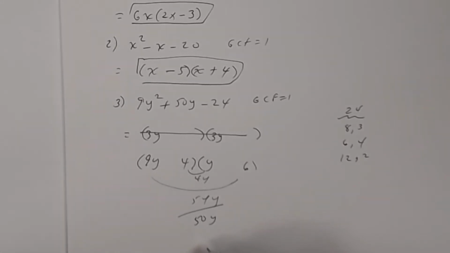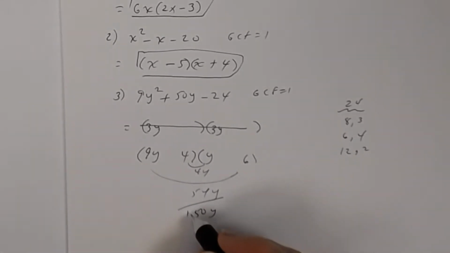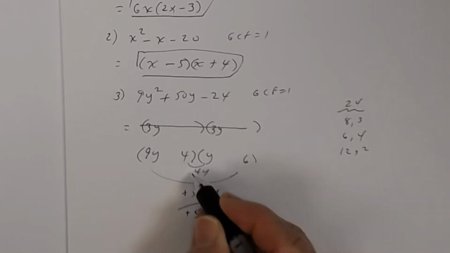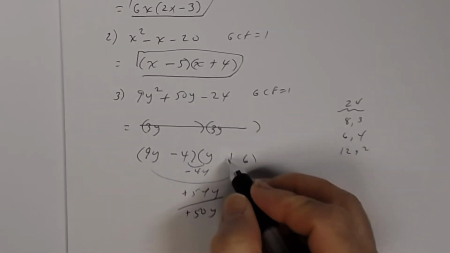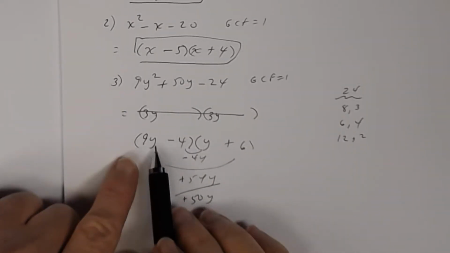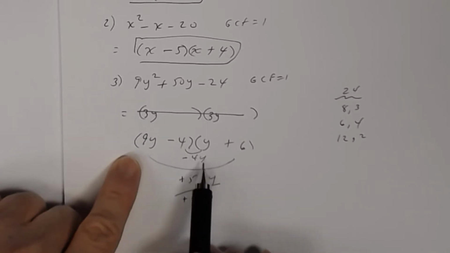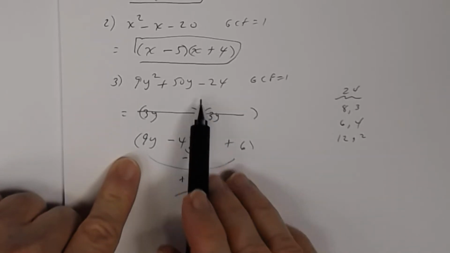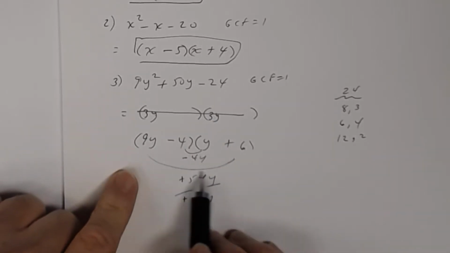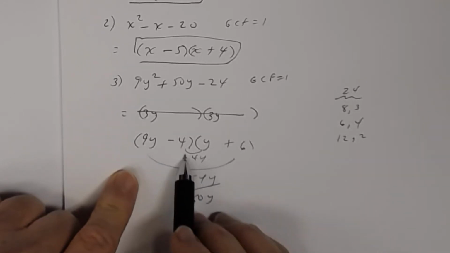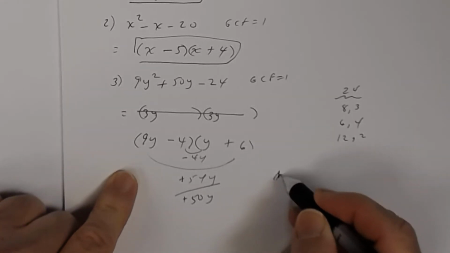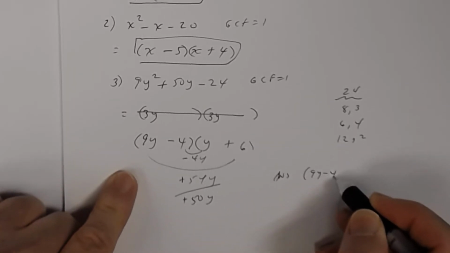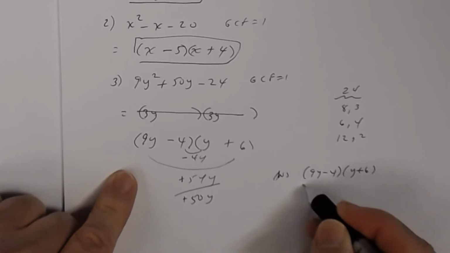All right, now let's talk about the sign, which is what I want. I want this to be a positive 50y, though. So that means that 54 has to be positive and 4y has to be negative. So that means this is negative, this is positive. And always check. 9y times y is 9y squared. A negative 4 times a positive 6 is a negative 24. The outer is a positive 54y. The inner is a negative 4y. When you add them up, you get 50y. So the answer for that one will be 9y minus 4 times y plus 6.